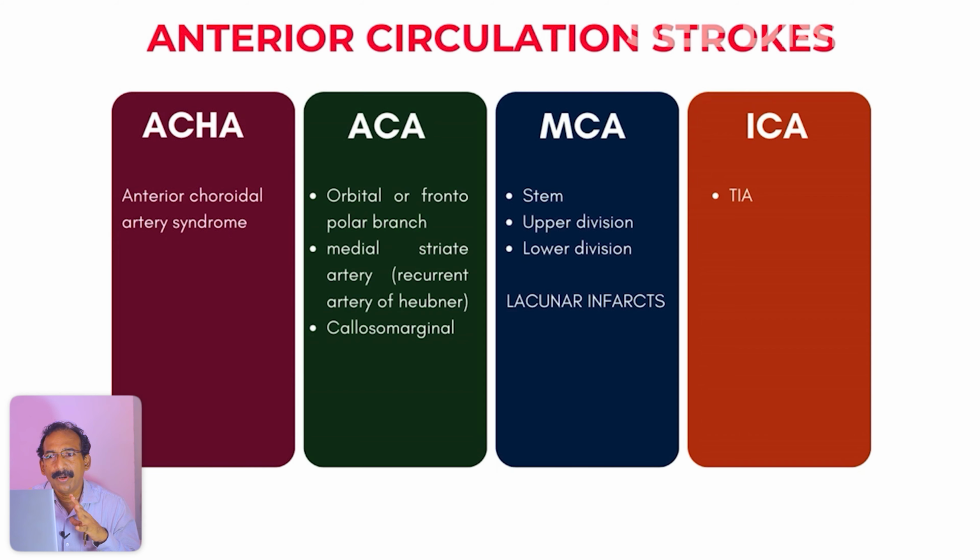You see the block of the anterior cerebral artery, it causes the orbital or frontal polar branch may be affected, or the medial striate artery, that's the recurrent artery of Heubner, a different clinical profile, and also the callosomarginal may be affected. And if you see the middle cerebral artery, the stem, upper division, lower division may be affected. Sometimes you can find lacunar infarcts. And the internal carotid artery usually presents as transient ischemic attacks, caused by transient loss of vision.